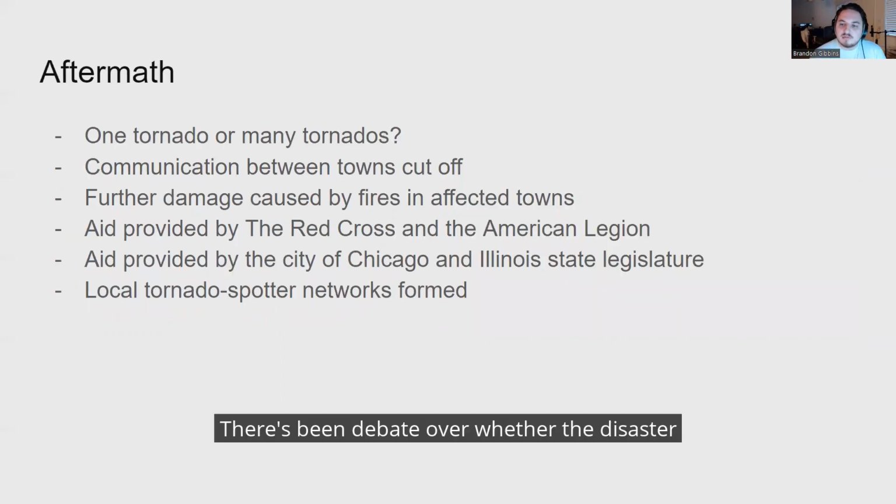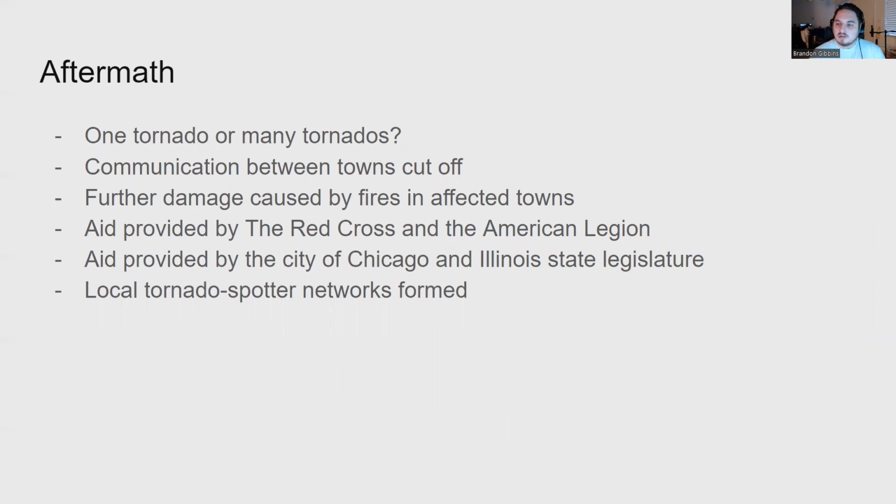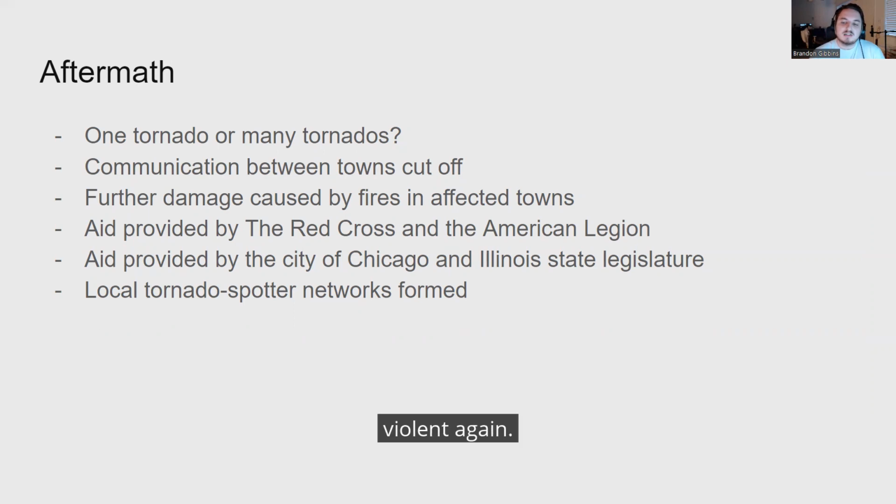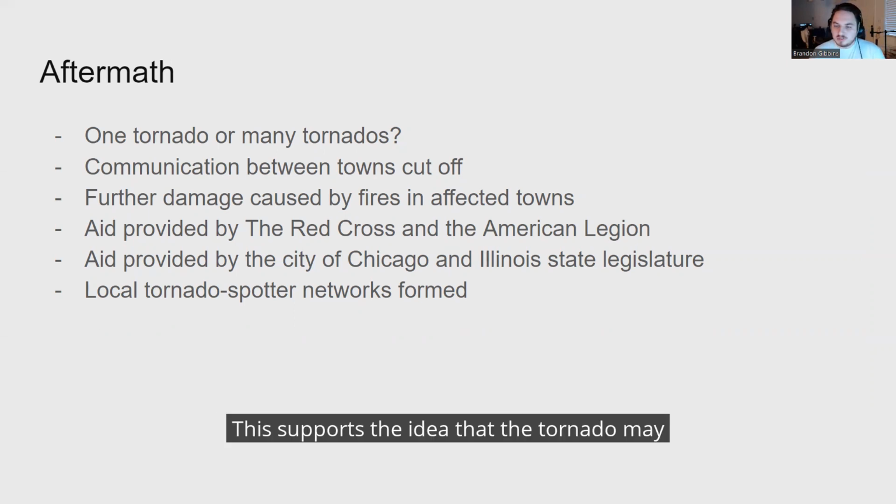There's been debate over whether the disaster was actually all one tornado that tore through 3 states, or if it could have actually been multiple tornadoes. Some people believe that multiple tornadoes may have been involved due to the pattern of damage. There were 2 points in the tornado's path when destruction decreased before becoming violent again. This supports the idea that the tornado may have stopped and a new tornado formed at these points.